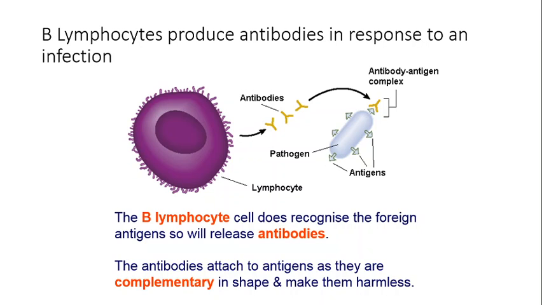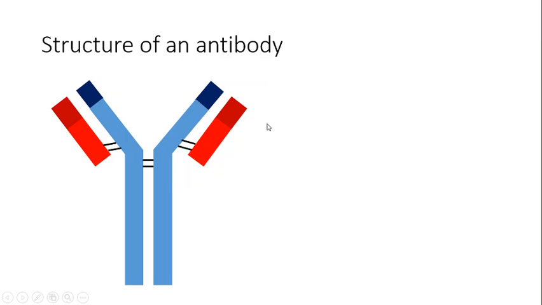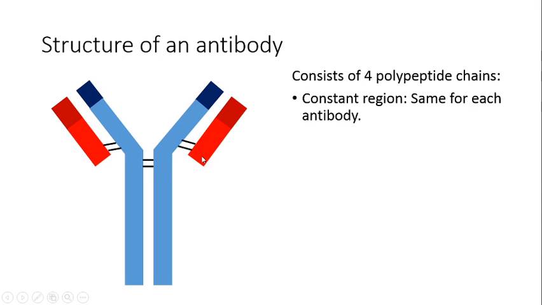So we're going to look now at the structure of antibodies. They've got this nice Y shape that you can see here, but we're going to zoom in and look at the structure in a little bit more detail. So the antibody then is made up of 4 polypeptide chains. So we've got 2 of these heavy polypeptide chains and 2 of these light polypeptide chains.